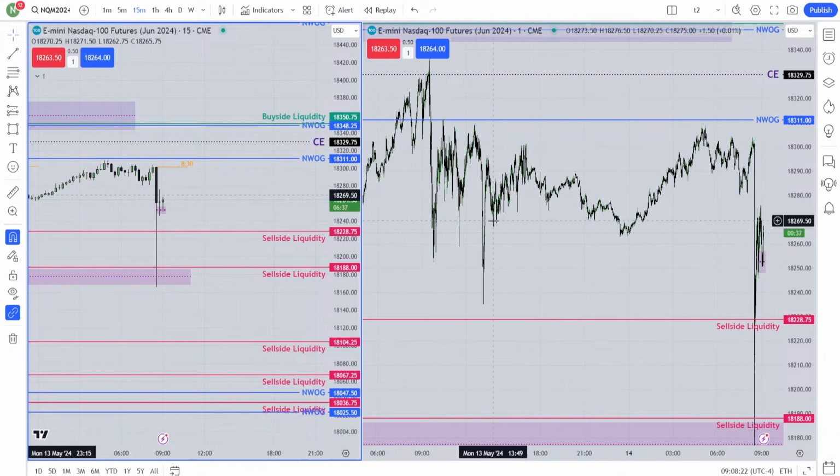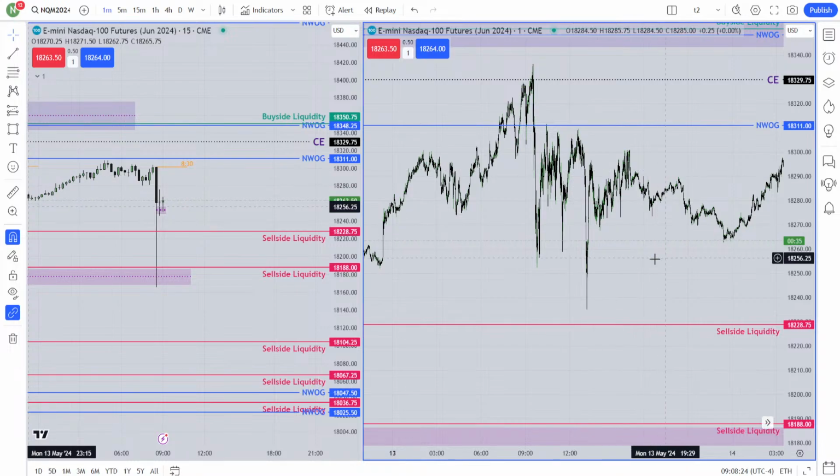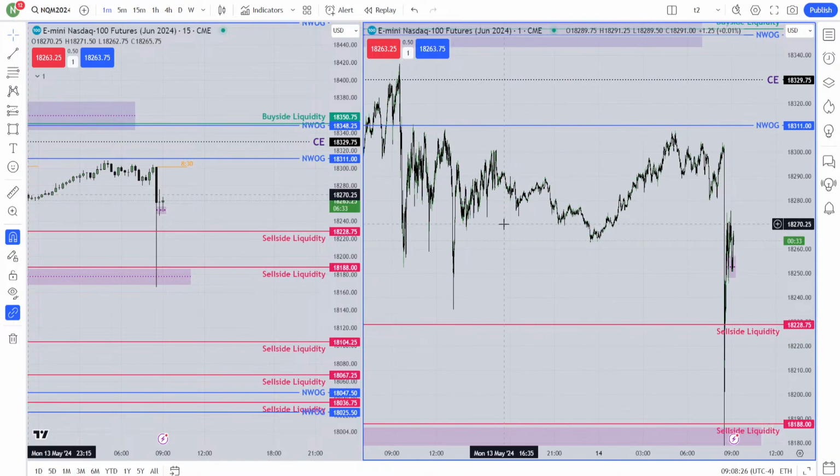Yesterday was a very nice consolidation day. Okay, so you can see it was a very nice consolidation. So I will talk a little bit over here because I have tweeted it on my Twitter, so I will talk about that.